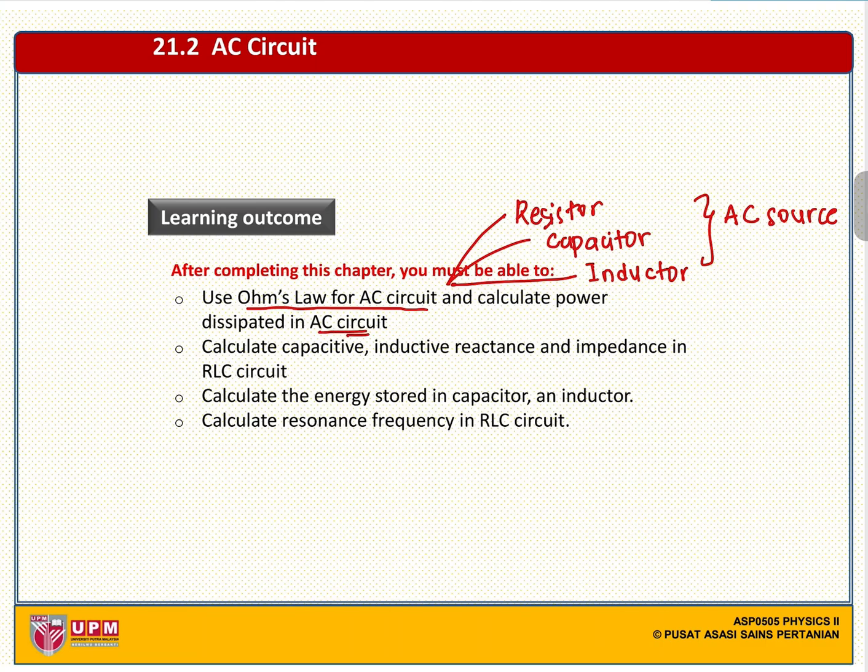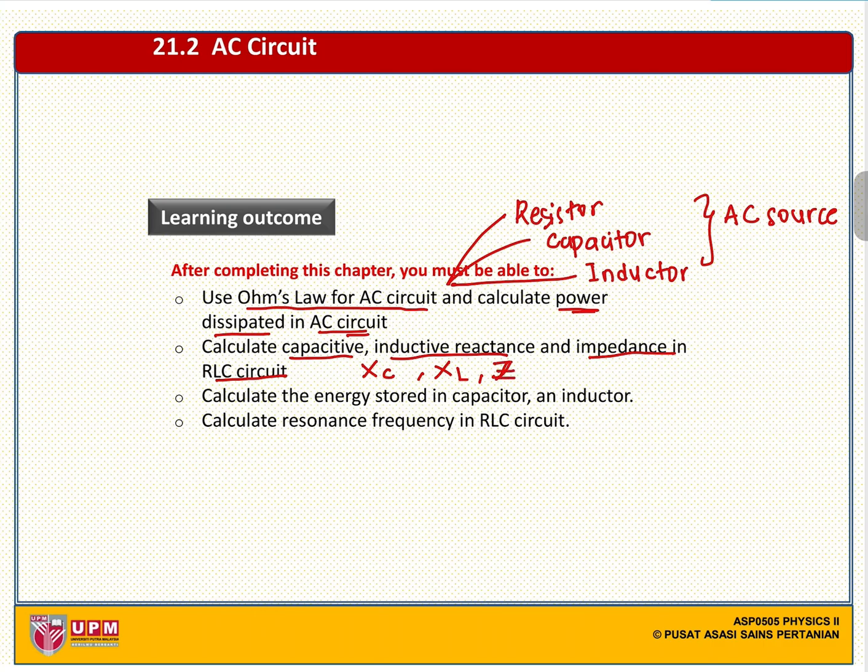So ketiga-tiga ni juga awak kena tahu the power dissipated on the circuit element, sama ada atau tak ada. And then you must know capacitive reactant, inductive reactant dan juga impedance in the RLC circuit. So capacitive reactant kita simbolkan dia dengan XC. Inductive reactant kita simbolkan dia dengan XL, dan impedance in RLC circuit kita simbolkan dia dengan Z.